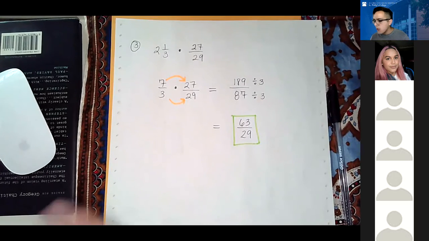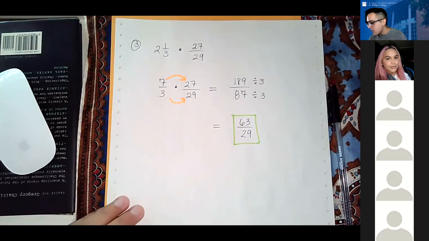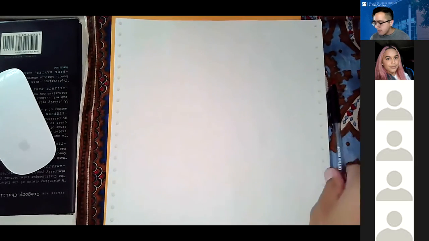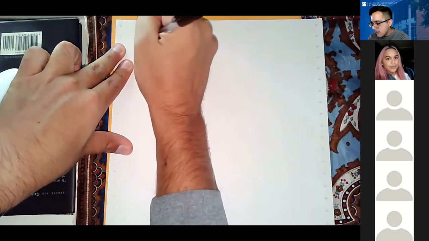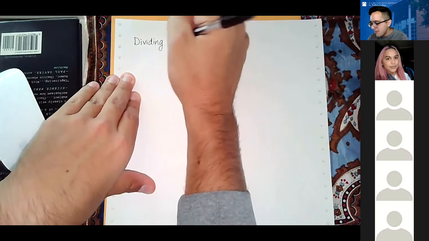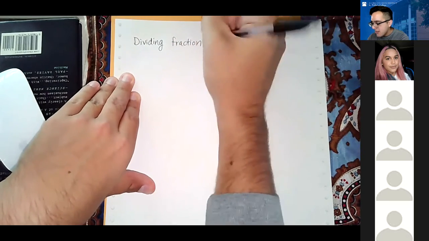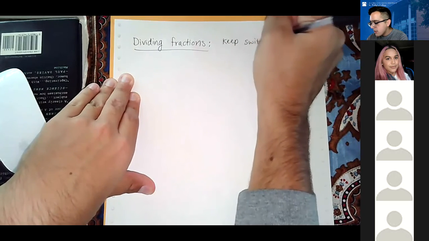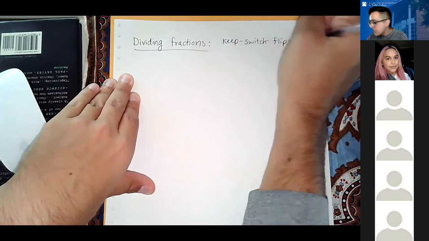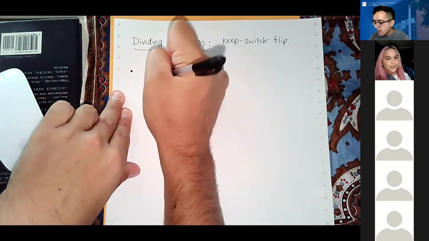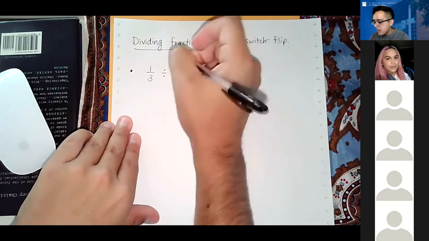If you get stuck on the homework for the multiplication stuff, come to my office hours, come to Math World, because the last thing that I need to share with you guys is how do we divide fractions? And I'm going to give you this really simple heuristic for dividing fractions. Heuristic is just a fancy way of saying a rule of thumb. What you're going to do is keep, switch, flip, and you'll see in a second what I mean by this. So for our first example, let's go with 1/3 divided by 1/2.